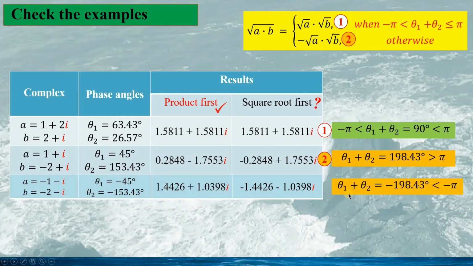Similarly, for the third example, theta 1 plus theta 2 would be minus 198.43 degrees. It is smaller than minus pi. Again, it's not within the limit for the principal value. Thus, it is scenario 2. So we look at this result and this, and we can see there is a difference of a minus sign here.